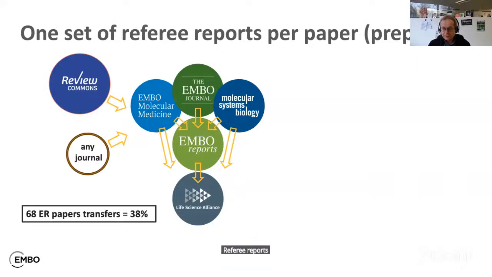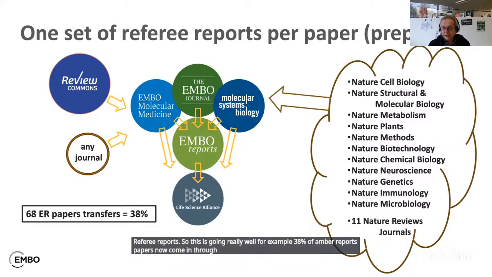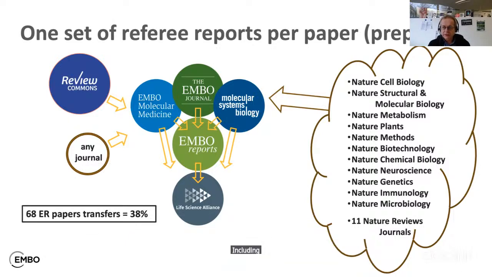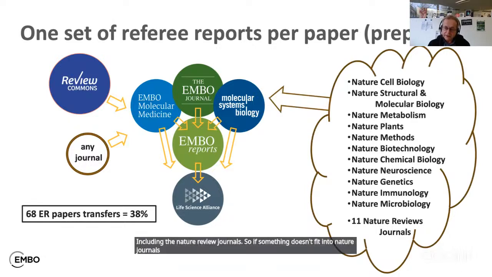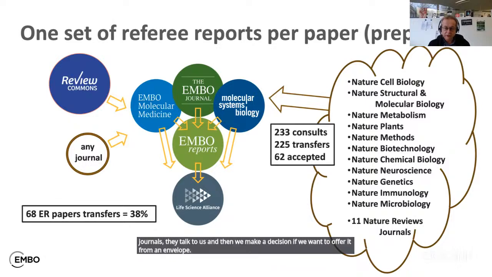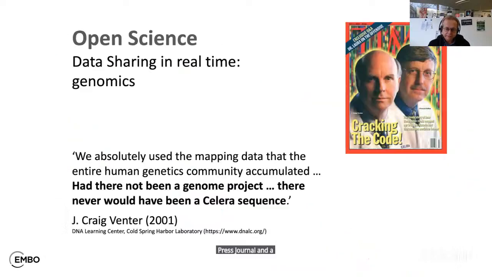So this is going really well. For example, 38% of EMBO Reports papers now come in through various transfer mechanisms. And we've recently extended this to also include the Nature journals. So we have a consultative process with all the Nature journals now, including the Nature review journals. If something doesn't fit into Nature journals, they talk to us and then we make a decision if we want to offer it from an EMBO Press journal. And a lot of these are coming over now.